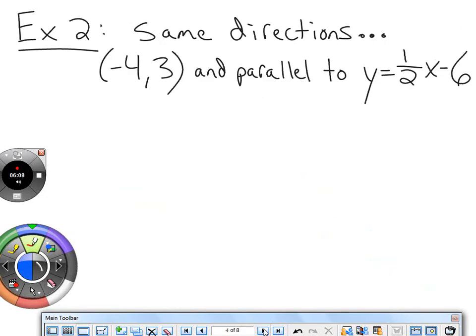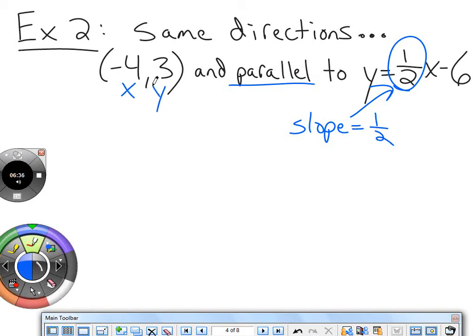Okay, same thing. This time we're given a point, and we're told that it's parallel to this line, y equals 1/2 x minus 6. Again, when someone tells you that your line is parallel to another line, that means they share the same exact slope. So if that slope is 1/2, that means our slope is 1/2. So we use that slope, and we use that point, and we proceed.